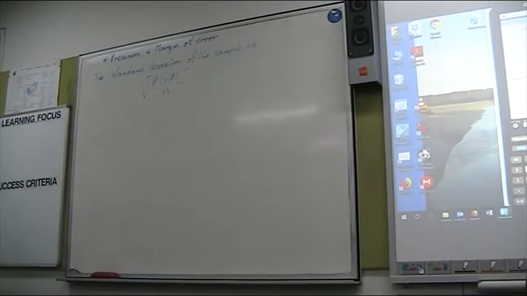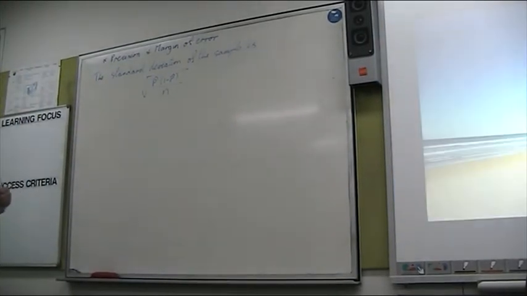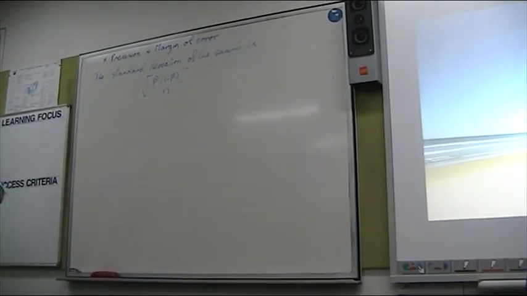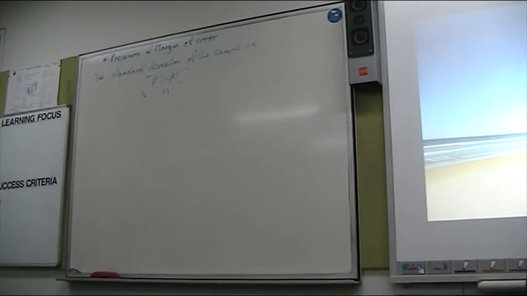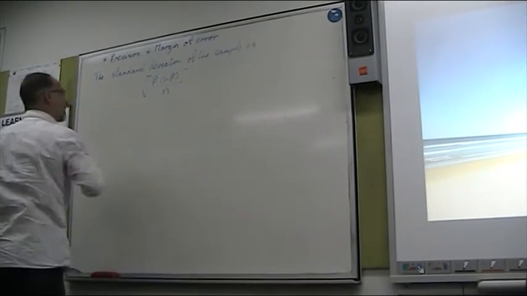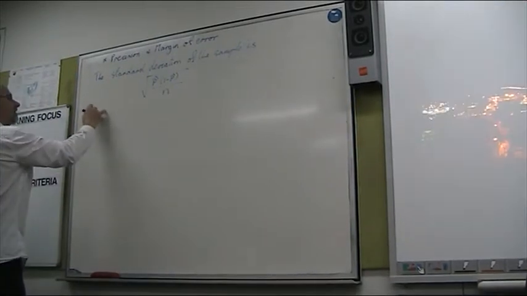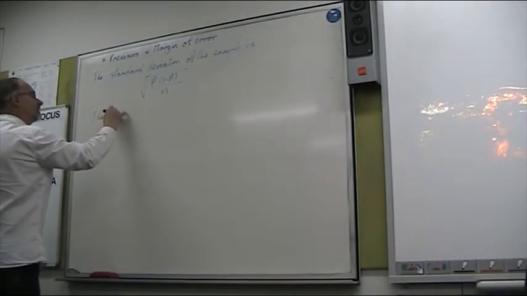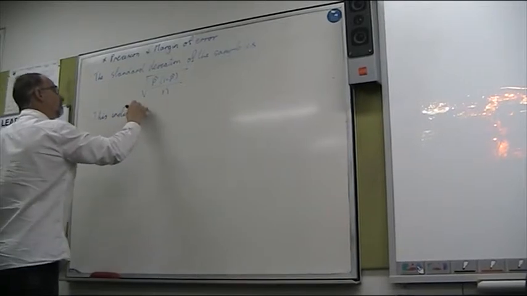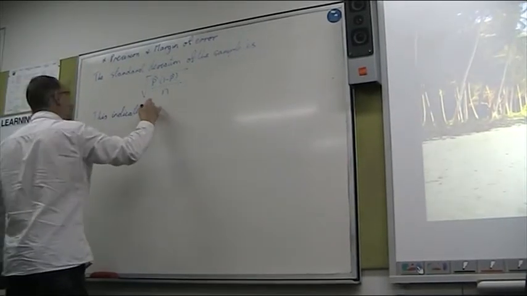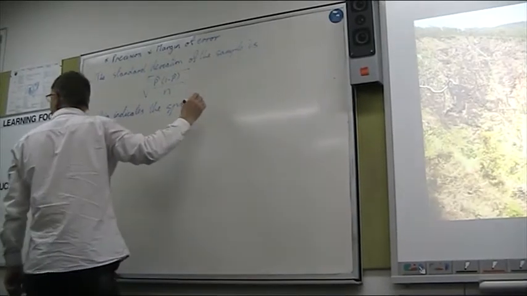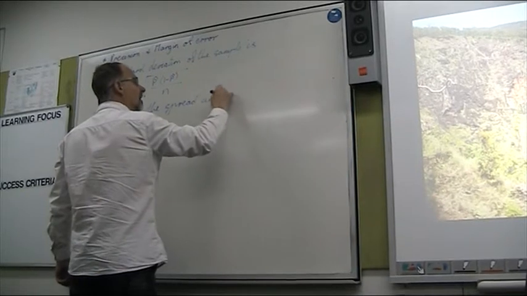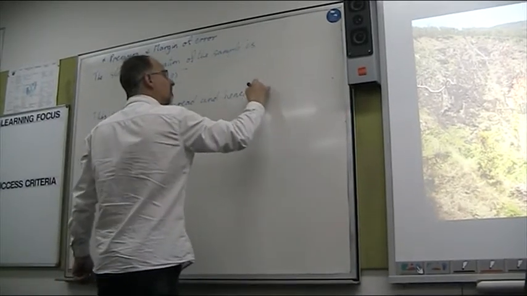If I'm trying to throw a bit of paper in the bin and I've got lots of bits of paper around the bin, I'm quite precise with my throwing. But if I've got bits of paper from here all the way around to there, I'm not very precise with my throwing. So standard deviation indicates the spread, and hence precision.